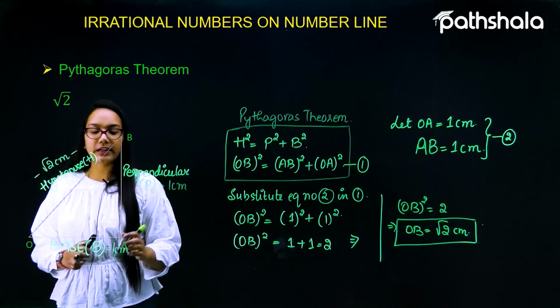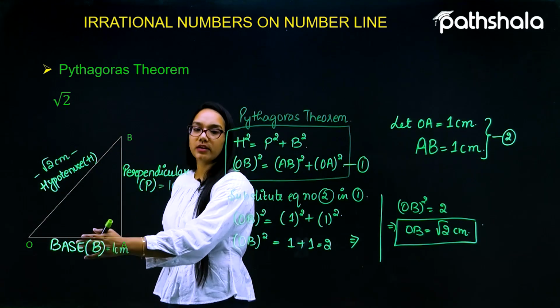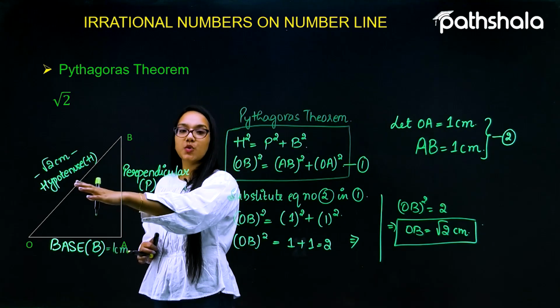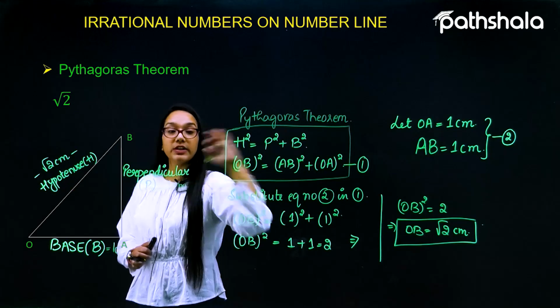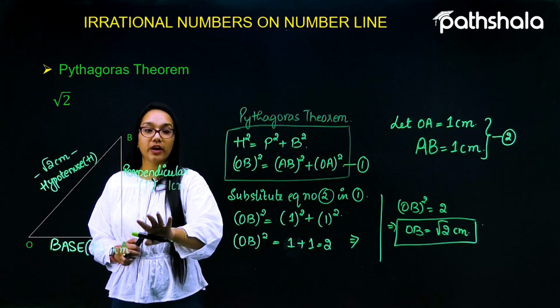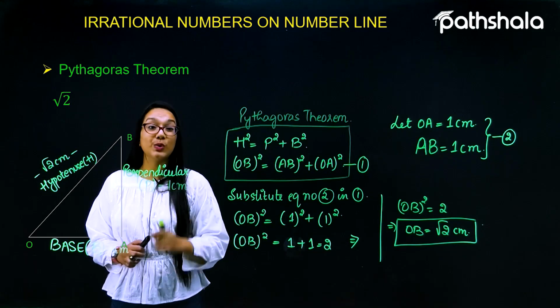It means that if we take the base and the perpendicular of any right angle triangle as 1 and 1, its hypotenuse is square root of 2. So with the help of this Pythagoras theorem and this representation of a right angle triangle, we will now plot square root 2 on the number line. So let's see how.